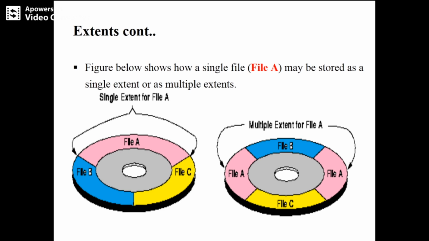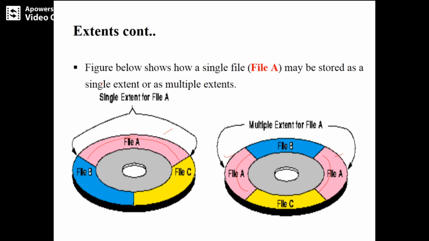Now you can see here there are two different ways of clubbing the cluster together. Here you have file A in one single extent. Here you have file A, but with multiple extents. Here also file A, here also file A. So you can go for either this organization or this organization; both are fine.